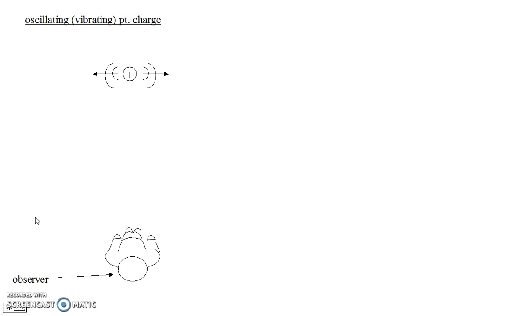But here's our observer. Now clearly this is not to scale, otherwise this is the largest point charge you ever saw, or the tiniest little observer you ever saw, but that's not the point. The point is that this person is going to be watching the object oscillate back and forth and recording what happens to the field.